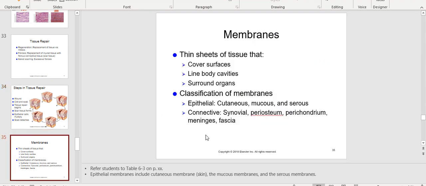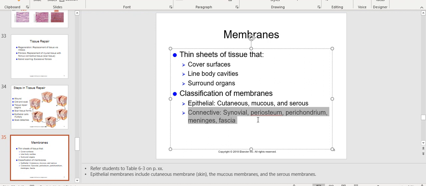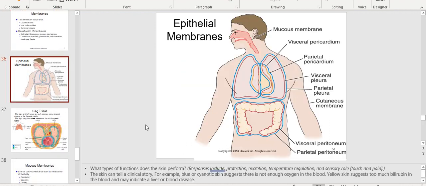Membranes, thin sheets of tissue that cover surfaces, line body organs and cavities. Okay, we've got epithelial. Okay, we've got cutaneous, mucus, and serous, which we'll get more into. And we've got connective tissue membranes: synovial, periosteum, perichondrium, meninges, and fascia. And you'll see here epithelial membranes. Hold on here.